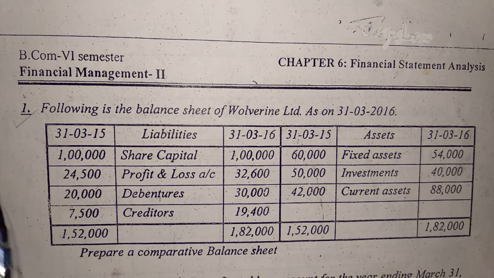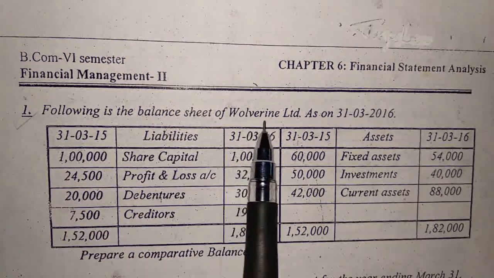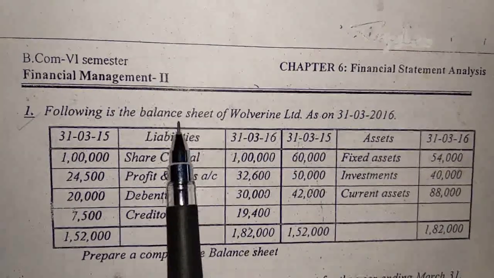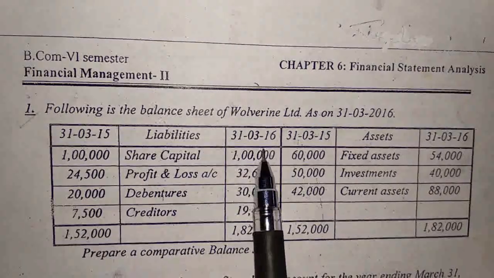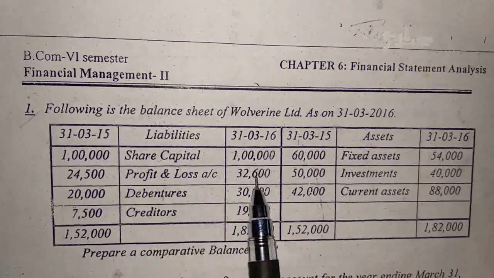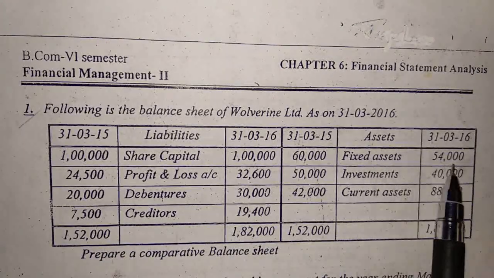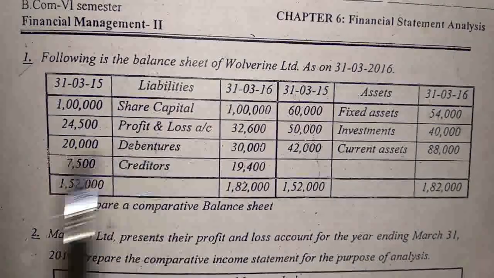Here is the first problem. Following is the balance sheet of Wolverine Limited as on 31st March 2016. So balance sheet given here. Share capital of 2015 and 2016 given. Profit and loss account, debentures, creditors, then fixed assets, investment and current assets. Prepare comparative balance sheet. So here you can observe the changes.